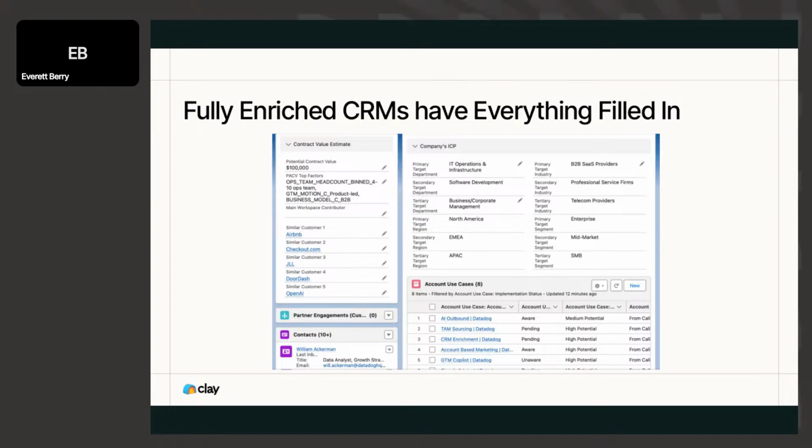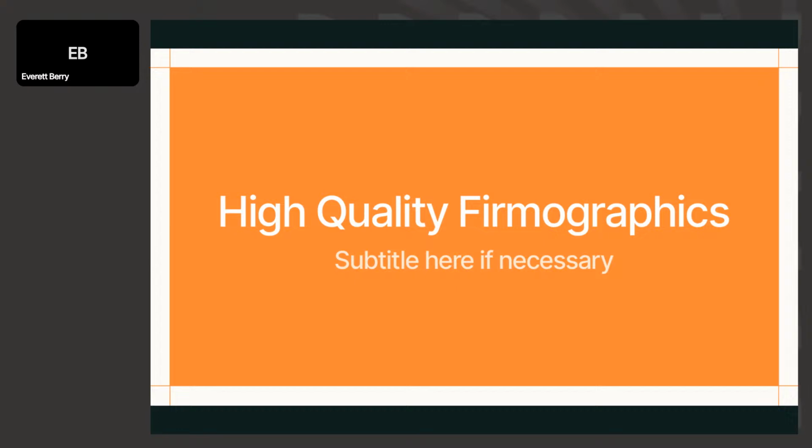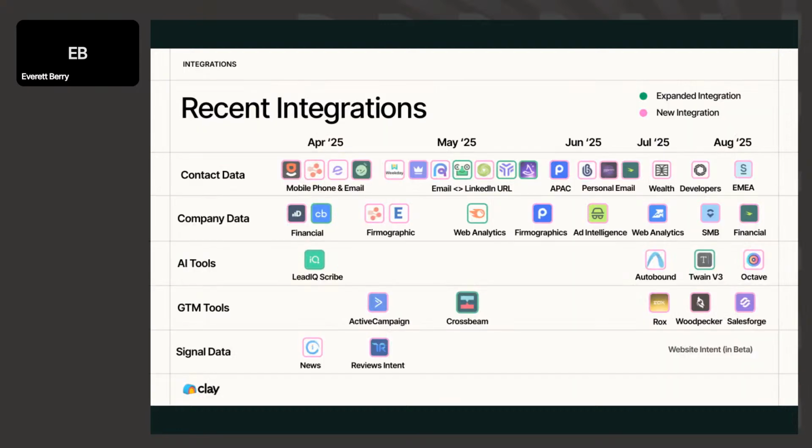A good barometer for high quality data is that there's not a lot of white space in your CRM. You have things filled in a way that means that there's almost too much information for a human to consume, but that's the level of information that's helpful for agents and for AI workflows to be able to work off of. So what I want to go through in this session are a couple of techniques that are going to help you get to this level of detail and richness in your CRM, and then hopefully we'll show you how to actually go through and do that.